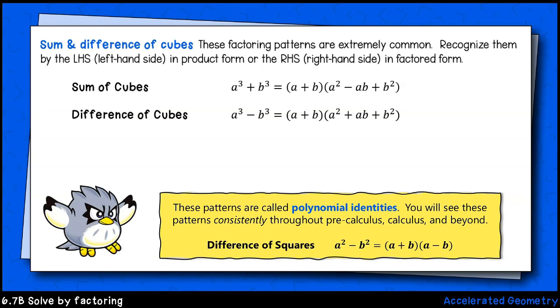So it's extremely important that you're able to recognize them not only when written from left to right, but also when written from right to left. For our remaining examples, we're going to practice using the sum and difference of cubes. Notice that the left-hand side shows the product or standard form, also known as expanded form, and the right-hand side shows the factored form, which consists of two factors, a binomial and a trinomial.